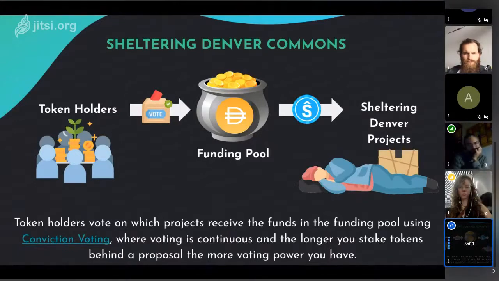Conviction voting makes it really easy for token holders to make their own individual decisions and then aggregate those signals into a result of funding different projects that support the homeless community in Denver. And it's a governance method that was built from first principles specifically for this application.